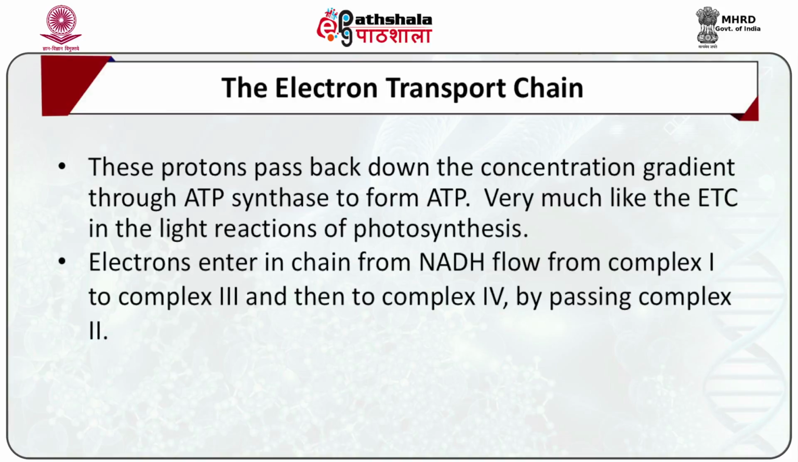There are 4 complexes through which electrons pass to oxygen, and several metal ions or prosthetic groups which are compactly and specifically connected with these complexes. In the electron transport chain, electrons enter the chain from NADH, move from complex 1 to complex 3 and then to complex 4, bypassing complex 2.